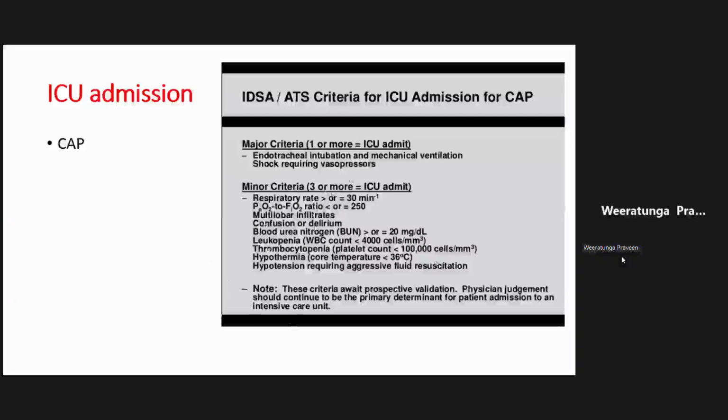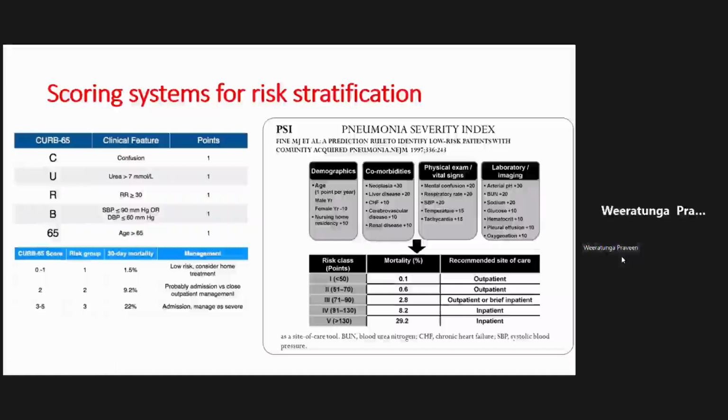More than 3 require ICU admission, right? More than 3. So this is just to make you familiar with some of the prognostic scores and the risk stratification scores for pneumonia.